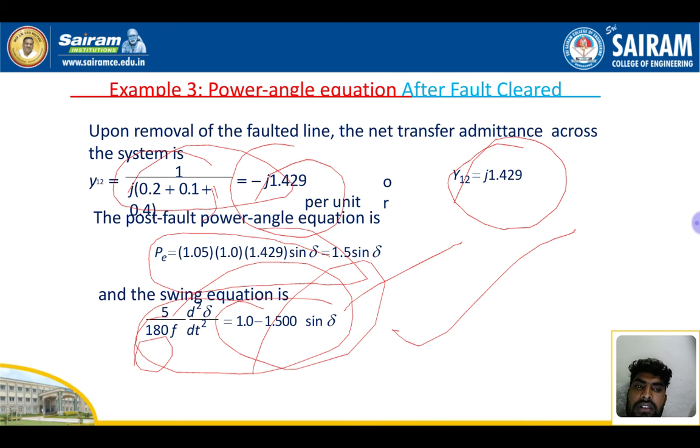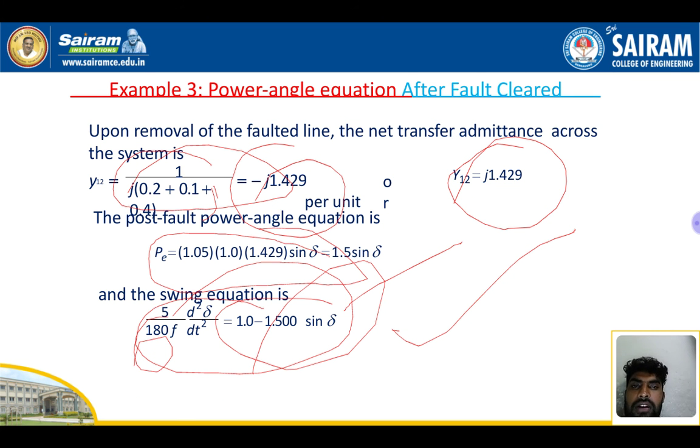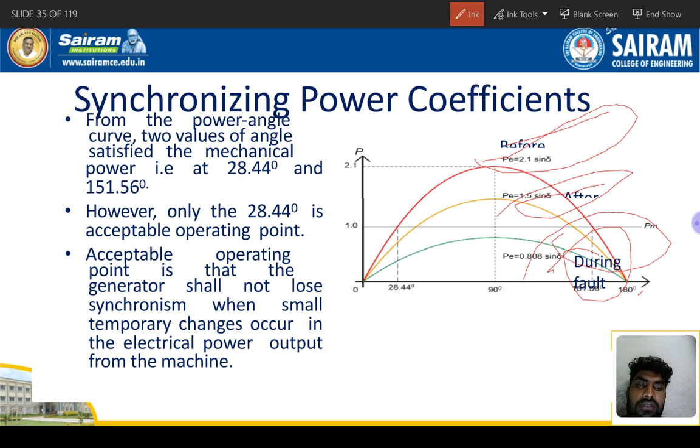Synchronizing coefficient, synchronizing power coefficient. See here, this one is a coefficient of power, right? So from the power angle curve, two values of angle are satisfied. One is power, another one is the angle in degrees, right? So from this, this one is during fault, this one is before fault, before this red line, and after this one 1.5 sin delta, and then during fault this one, this green line. So 28.44 degrees is the acceptable operating point.